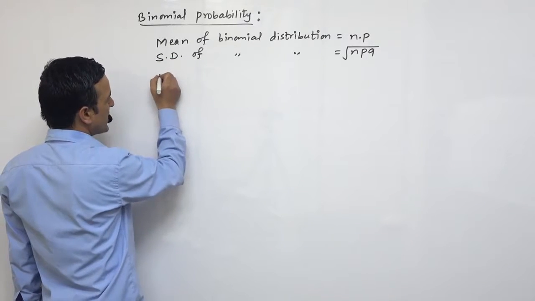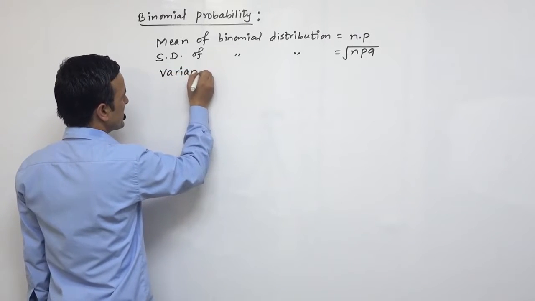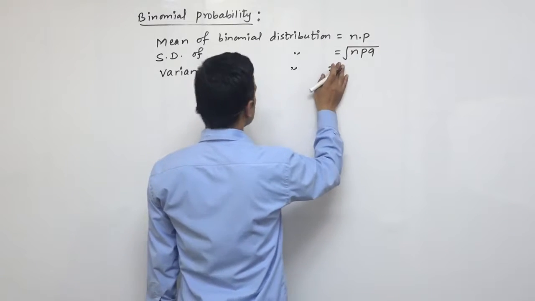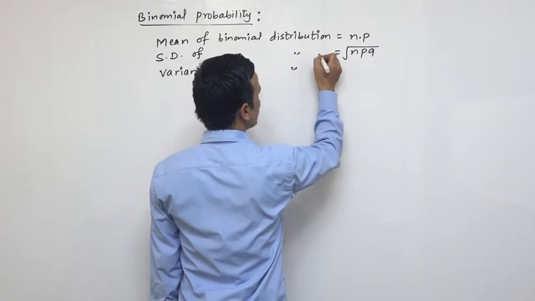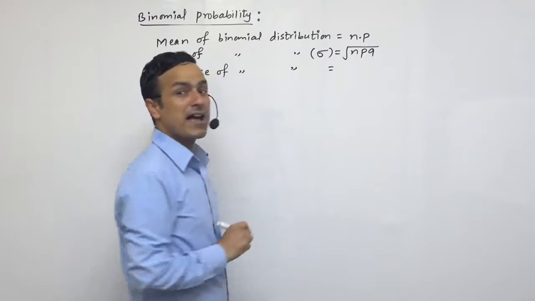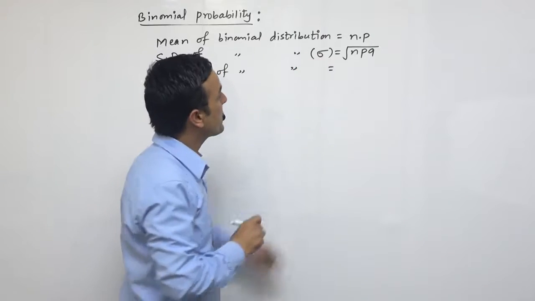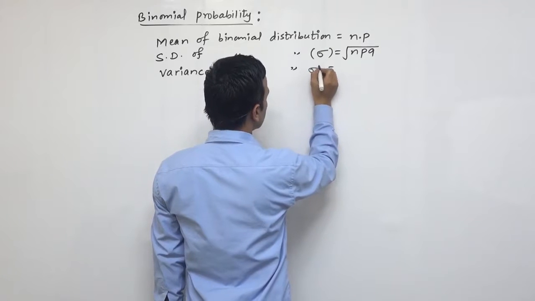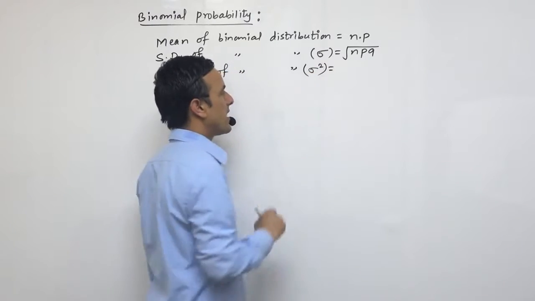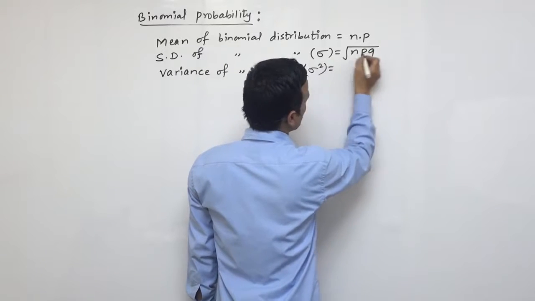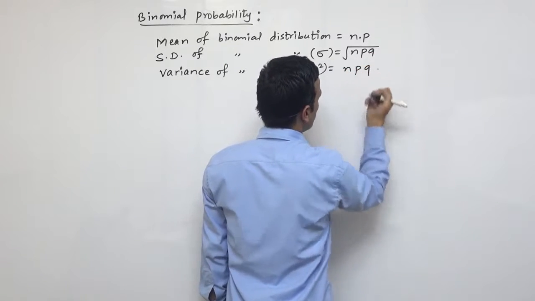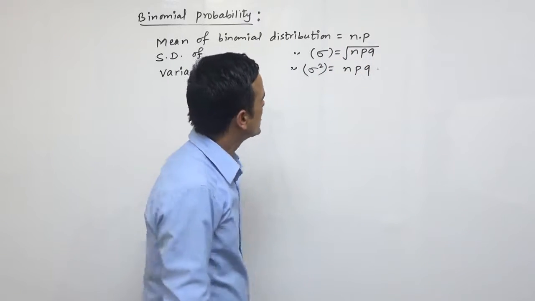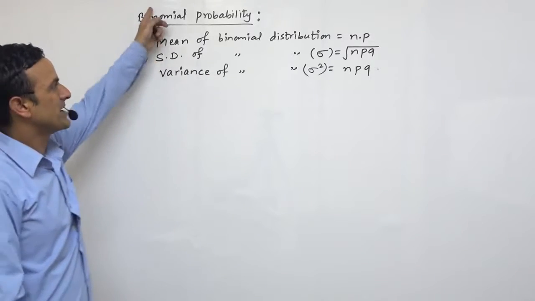So from this we can also find out the variance of binomial distribution. As you know, the symbol of standard deviation is sigma, and variance means sigma square, sigma to the power 2. When we square this, we get npq. Sigma has a root, so when we square it, the root cancels and npq comes. So these are the formulas related to binomial probability.